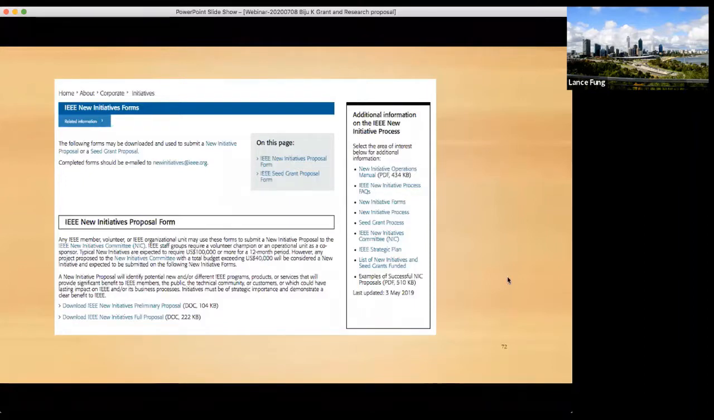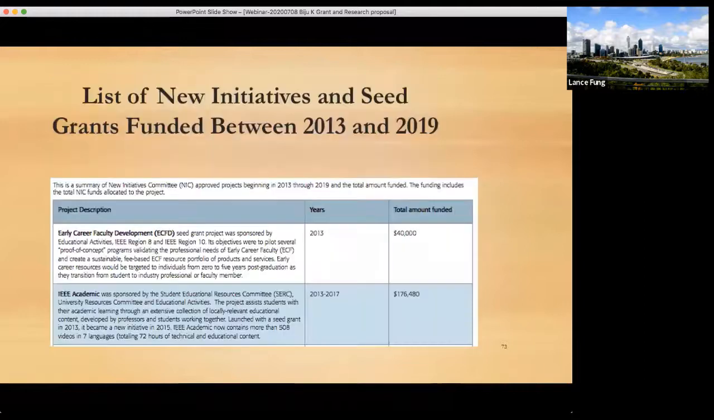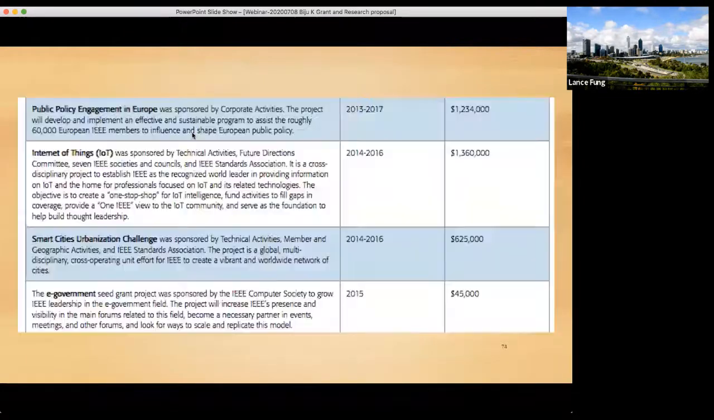So then you may ask me the next question: is there any indication the projects have been approved in the past? As you can see, some of these in here now. Early career faculty development, 2013, 40,000. The NIC grant, academic, around $180,000. And then you see public policy, Internet of Things. As you can see, right now it is one of the hot topics, and we have funded it even as early as 6 years ago.